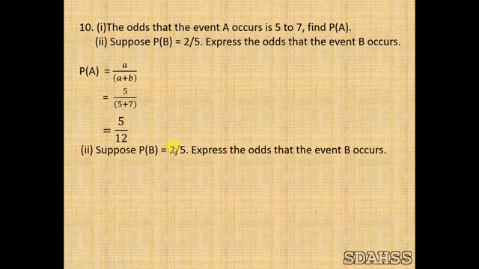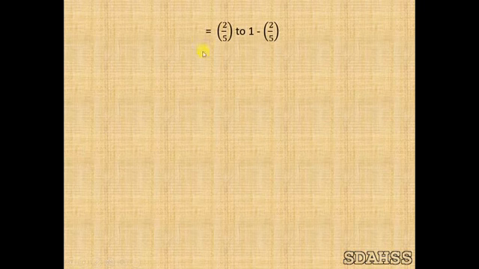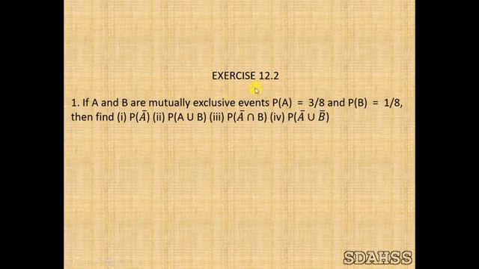Suppose P of B is equal to 2 by 5. Express the odds that the event B occurs. If the probability of an event is P, then the odds in favor of its occurrence are P to 1 minus P, and the odds against its occurrence are 1 minus P to P. So it is equal to 2 by 5 to 1 minus 2 by 5, which is 2 by 5 to 3 by 5. So 2 to 3.